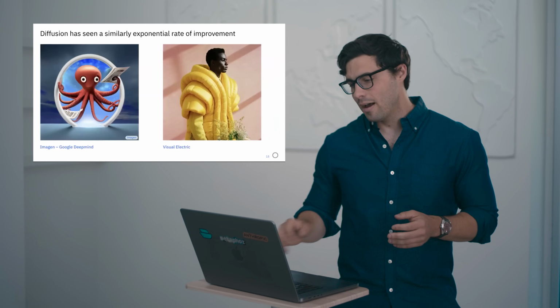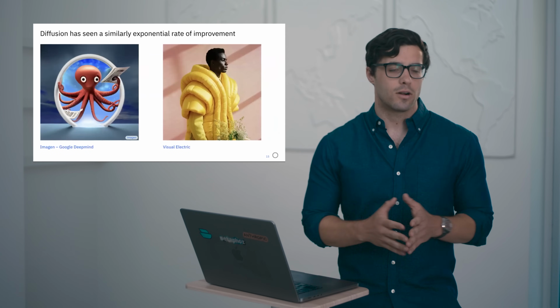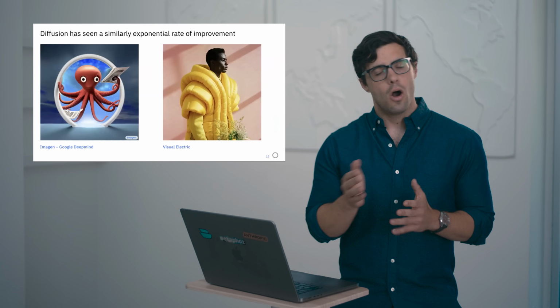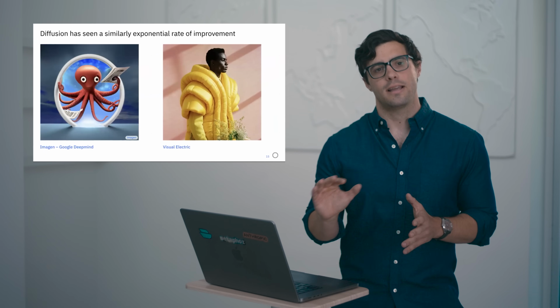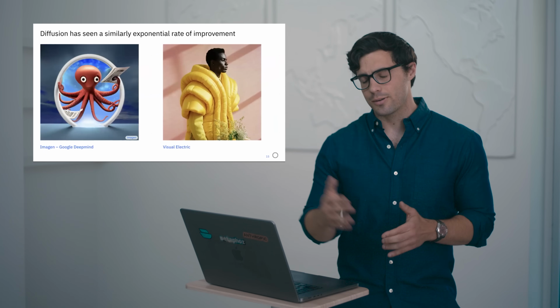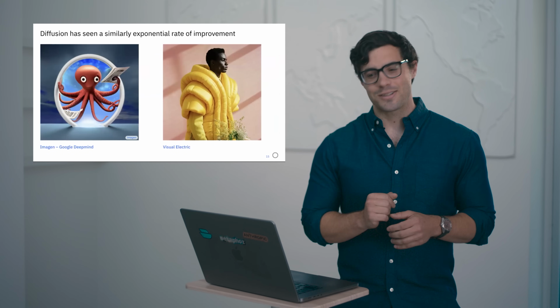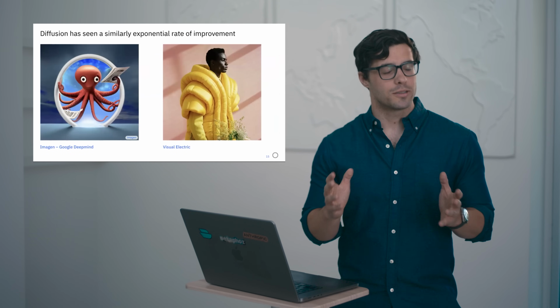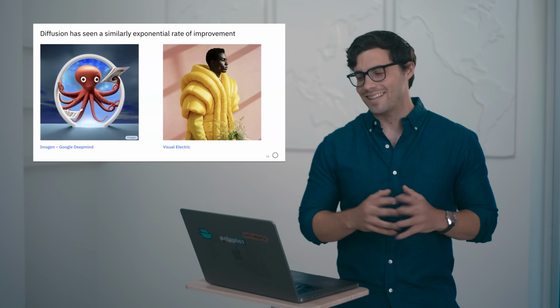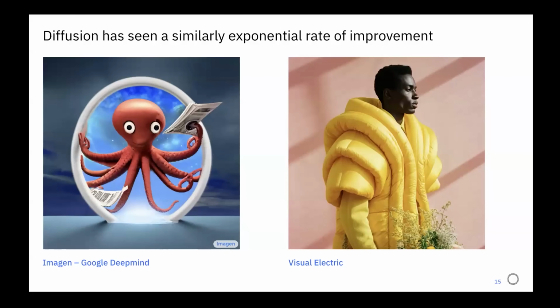And while most of what I've talked about thus far has been oriented towards language, all of these same laws and scaling curves apply to other modalities. Here's just one example from the image diffusion space. A couple of years ago, on the left, the Imagen model from Google DeepMind was the best in the world. It was the frontier. As you can see, it kind of looks like maybe a high school kid's drawing or something like that. On the right, we have a more recent example from a startup called Visual Electric. And what you can see is that it's essentially indistinguishable from high-end photography.